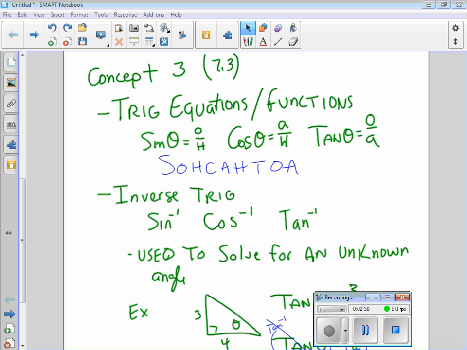Now we use the inverse trig functions when we were looking for an angle. Suppose I gave you two or even three sides and asked you to find an angle. You'd set up one of the trig equations that I just showed you, the sine, cosine, or tangent, but we would apply sine inverse, cosine inverse, or tangent inverse, whichever one was appropriate, to strip away the trig function that was being applied to the angle, to allow us to see what the angle really was.